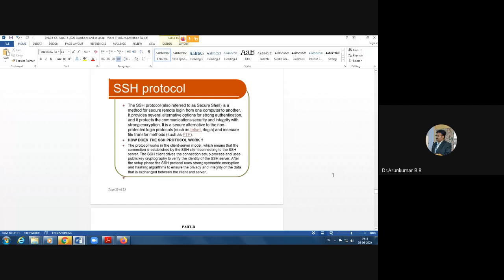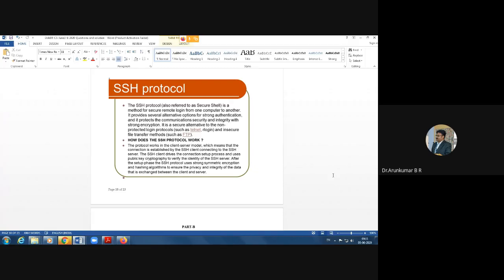Next is the SSH protocol. SSH, referred to as Secure Shell, is a method for secure remote login from one computer to another. It provides several alternative options for strong authentication, and it protects the communications security and integrity with strong encryption. It's a secure alternative to the non-protected login protocols and insecure file transfer methods such as FTP.